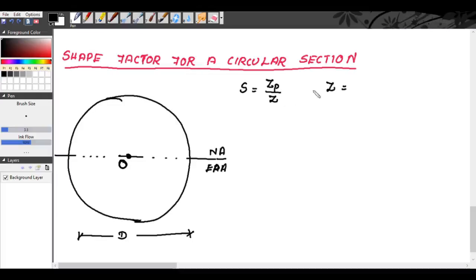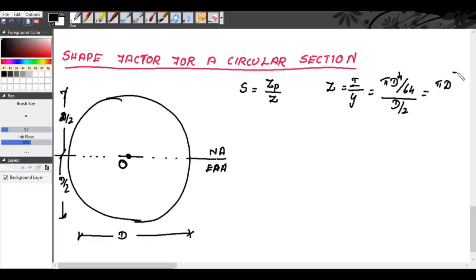Z is equal to I by Y. So I is pi d power 4 by 64, divided by Y. What is Y? Y is the distance from the neutral axis to the extreme fiber. So this is d by 2. We get Z is equal to pi d cube by 32.